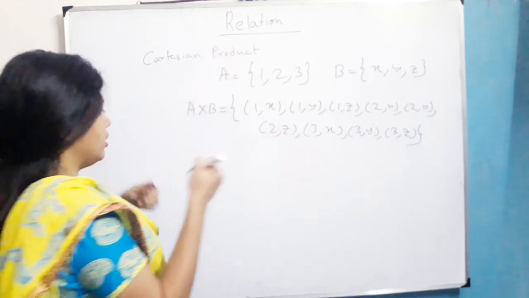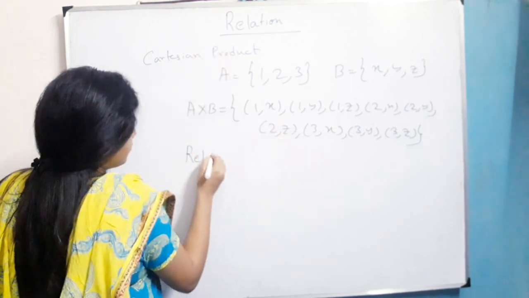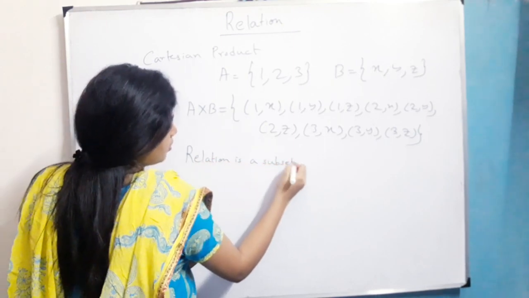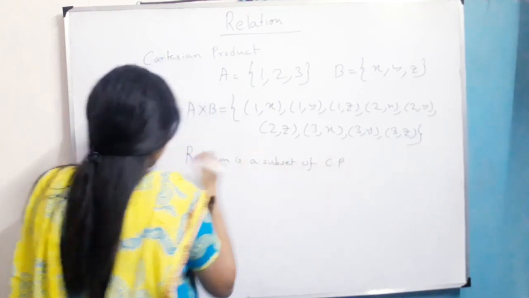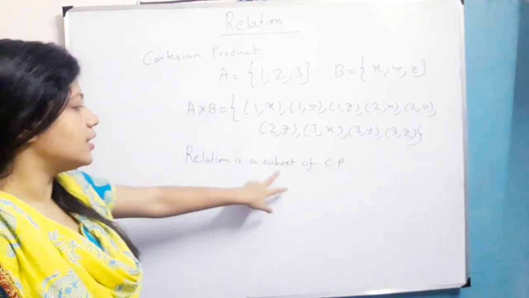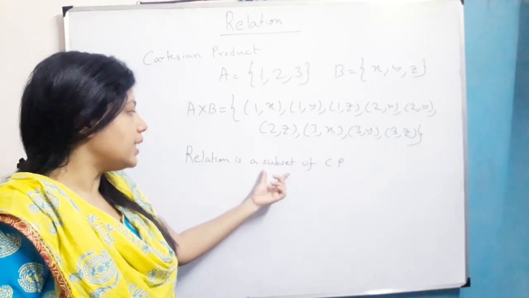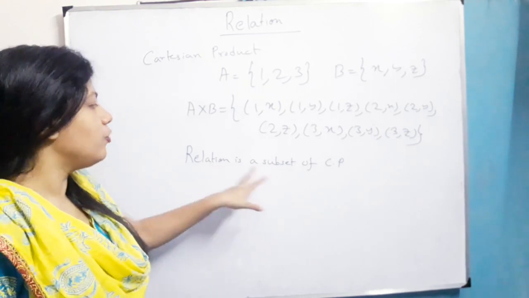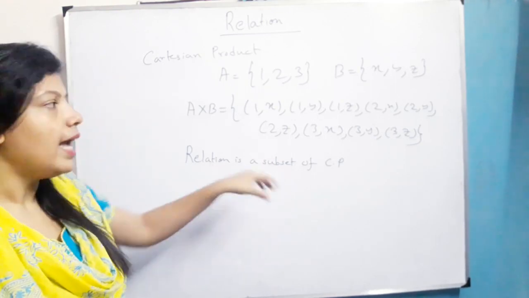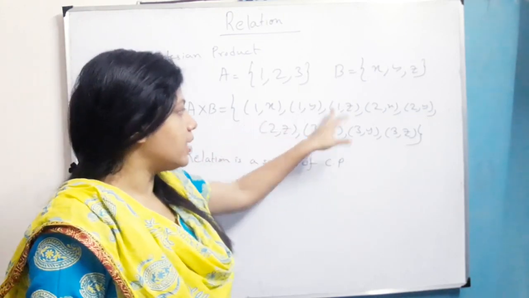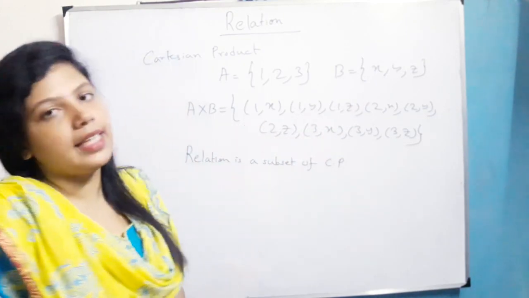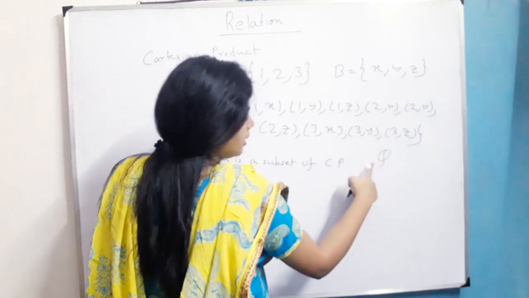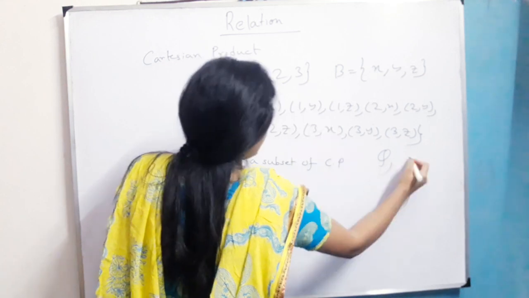Now what is relation? Relation is a subset of Cartesian product. Subset, this one, it may be proper or improper. That means when it is a proper subset, at that time some element will be extra from here. But when it is improper, we know that improper means either it is phi, that is the null set, or A cross B whole.